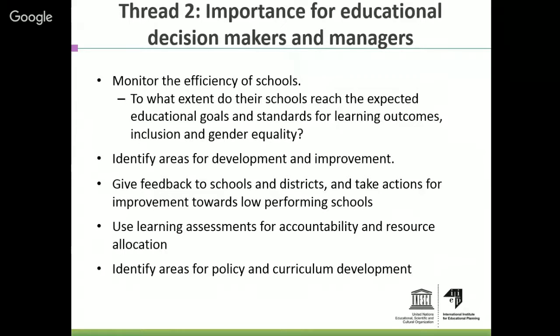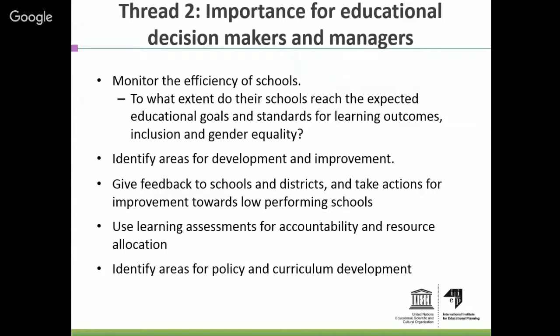So if we move to thread 2, we had a discussion on the importance of learning assessments for educational decision makers and managers. This could be decision makers at national or state level, or local school authorities at county or municipality level. And for these stakeholders, the monitoring of the efficiency of schools, to which extent their schools reach the expected educational goals and standards for learning outcomes, inclusion and gender equality is important.